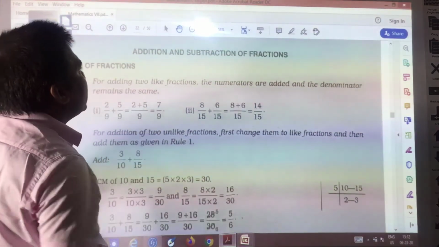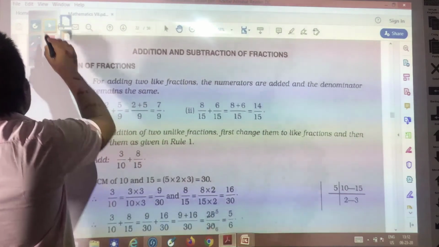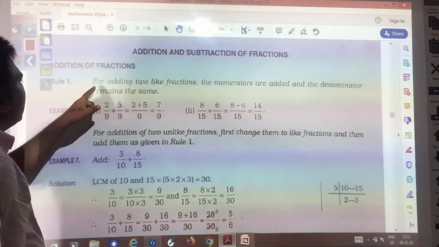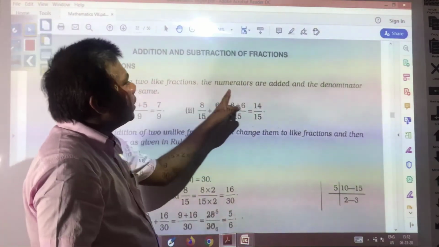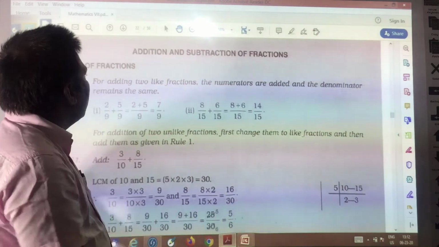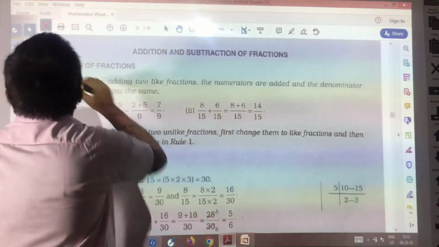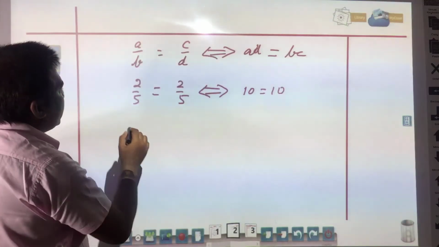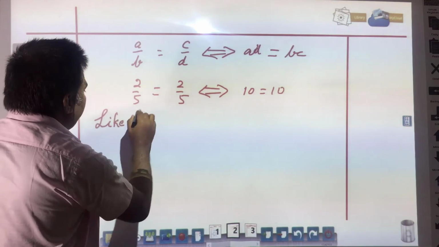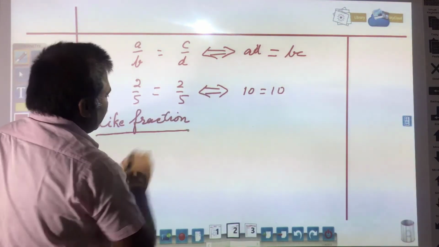Then you have addition and subtraction of fractions. How will we add? This is very, very important. Rule 1: for adding two like fractions, the numerators are added and the denominator remains the same. If any two numbers have been given and they are like fractions, and you need to add or subtract, what do we need to do?